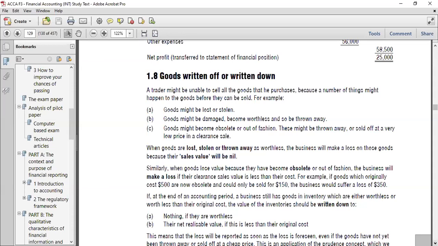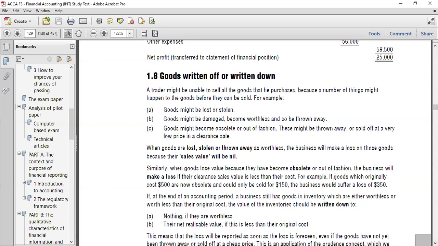how do we account for this within our books? Now, one of the things that the examiner will do is give you some inventory, maybe within your trial balance, and in the additional information they will give you a comment and say maybe part of the inventory became obsolete before the year end, and therefore it was written off. So that is something that you need to do.